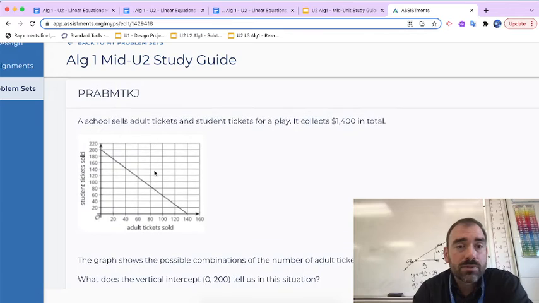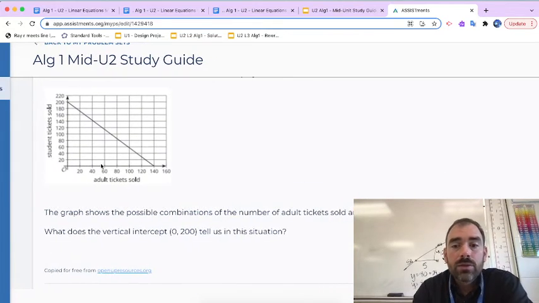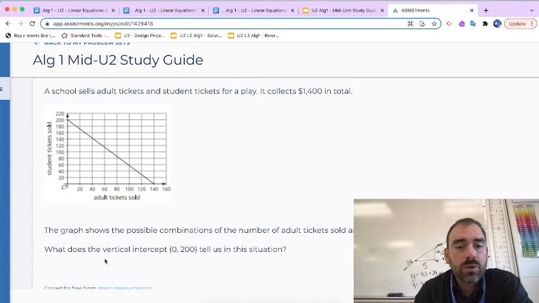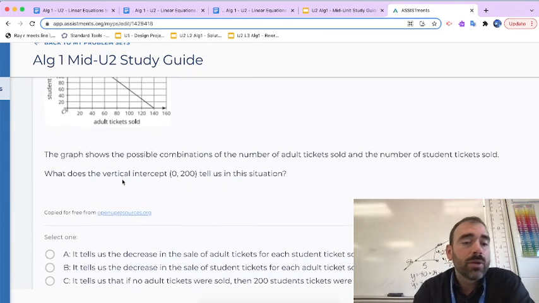Oh man, I thought this was going to be a quick video, but we're finally on the last question. So we've got this, and again, it's a lot of interpreting graphs. What does the vertical intercept of 0, 100 mean? It means that they sold no adult tickets, and they only sold student tickets, exactly 200 student tickets, and they collected $1,400. That's the meaning of that, putting it into a sentence.